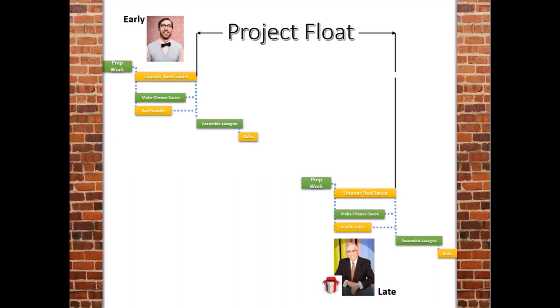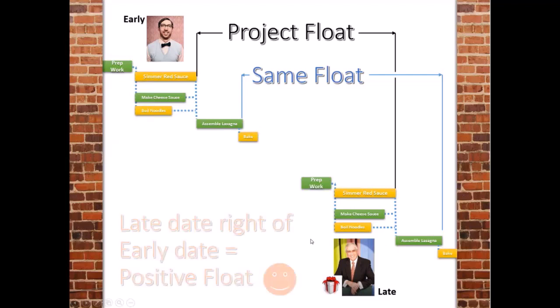Now you can take any 2 points on the critical path to measure the project float. And you've probably seen in schedule reports certain activities that all have the same number of positive float, and that's the project float. Like, for example, this is the finish of assembling the lasagna. This is the early date, and there's the late date there. Now this is an example graphically of a project which has positive float, which is a good thing.